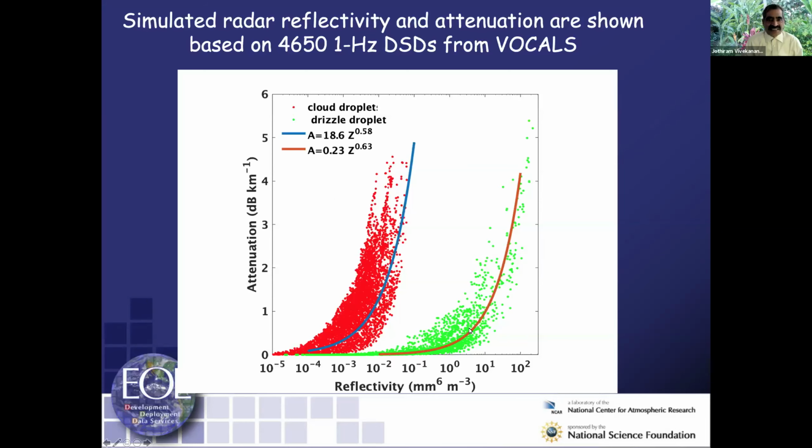The green dots correspond to drizzle droplets. The dBz is much larger, more than 0 dBz, even up to 20 dBz. Attenuation varies only between 1 to 4 dB, but the dBz varies by more than 40 dB of dynamic range. Hence, a big change in dBz values, but attenuation changes only up to 4 to 5 dB. This simulation shows cloud droplets and drizzle droplets.